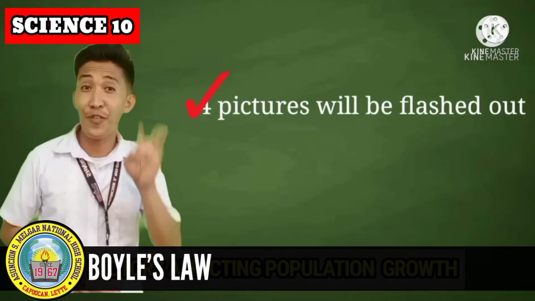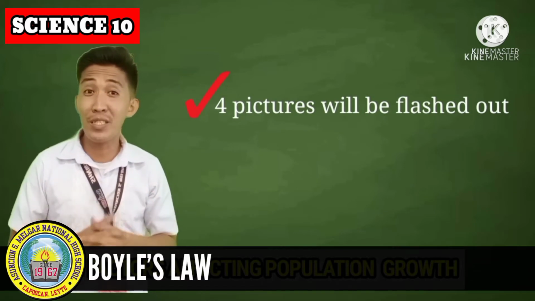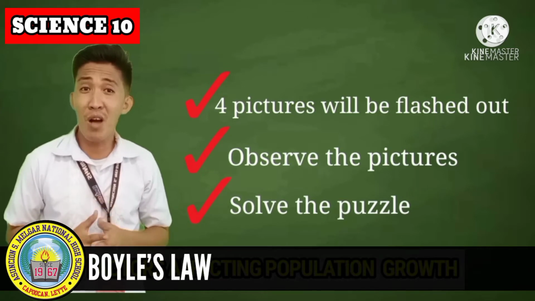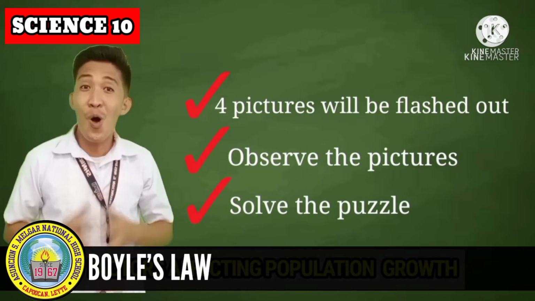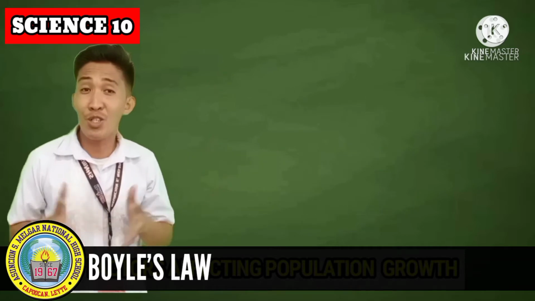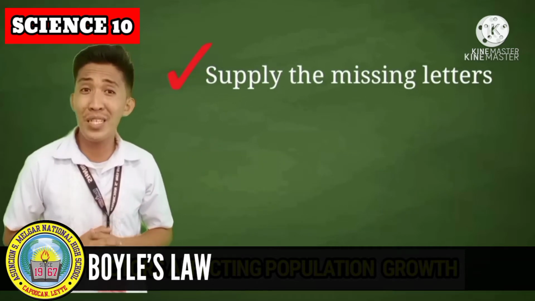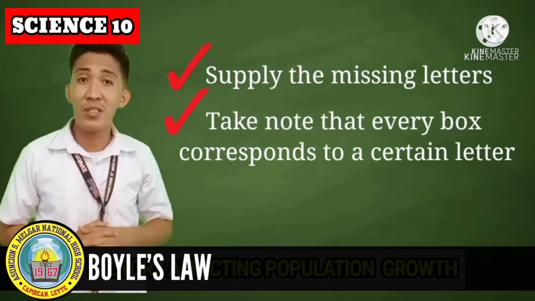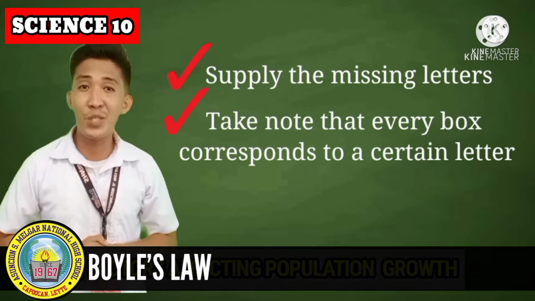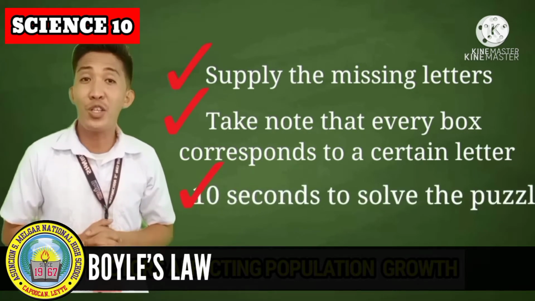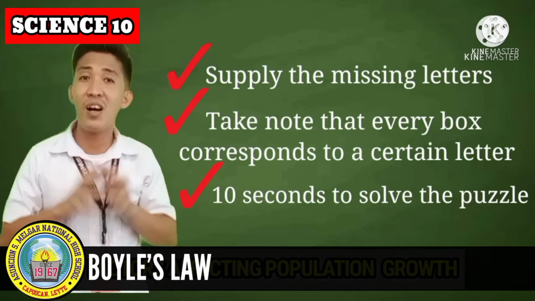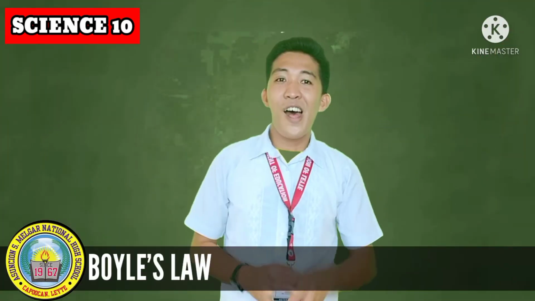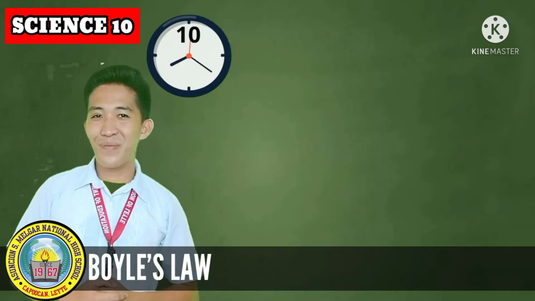I will be flashing out 4 pictures. What you will need to do is observe the pictures and solve the puzzle by working out what the word is or what the words are. To solve the puzzle, you will supply the missing letters below the pictures. Take note that every box corresponds to a certain letter, and you will only be given 10 seconds to solve the puzzle. Let us have number 1.